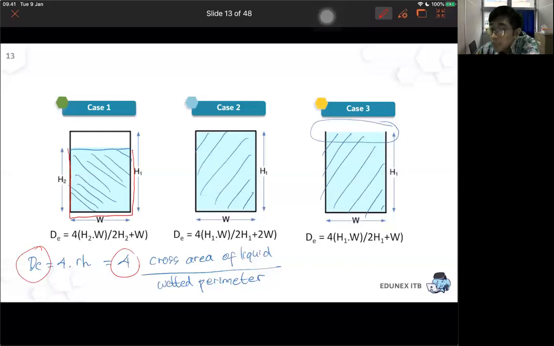But for the second case, it will be this one, all the sides of the rectangular. And for the third case, it is this one. Because even in the third case, the liquid is also fully filling the pipe, same like case 2, but the pipe doesn't have an enclosure at the top. So there will be differences in calculating the equivalent diameters.